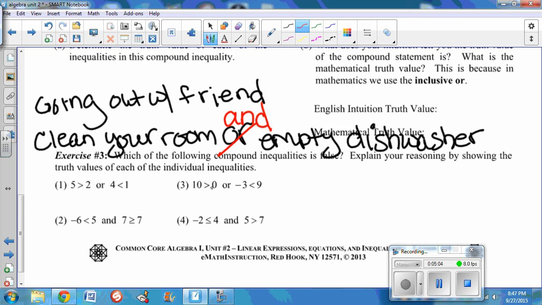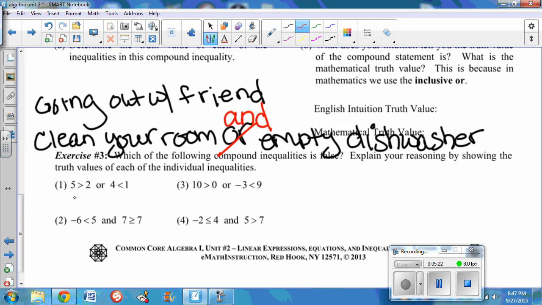So that's that slight difference between and or. With or, only one piece has to be true in order for the whole statement to be true. But with and, you have to fulfill both situations, okay? Both have to be true in order for the whole compound inequality to be true.